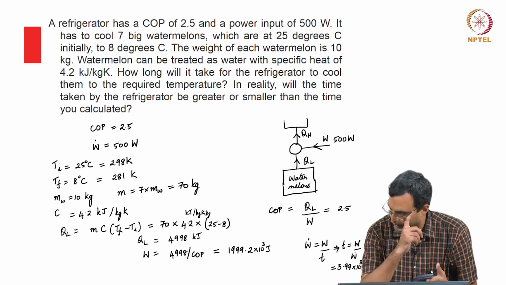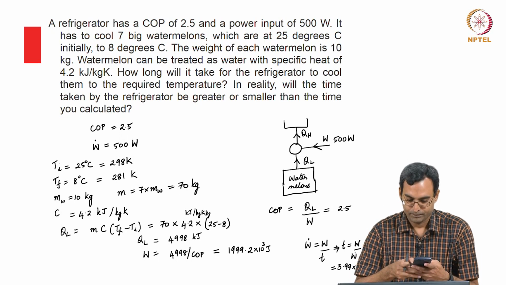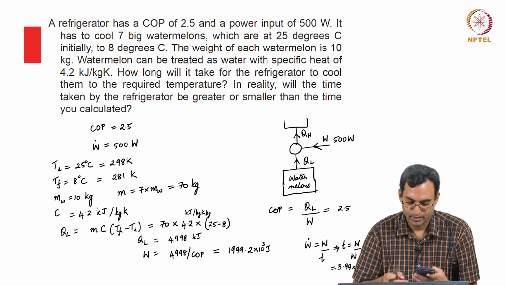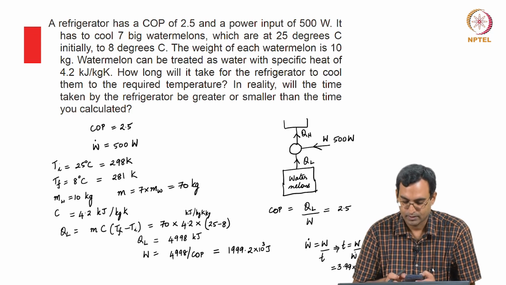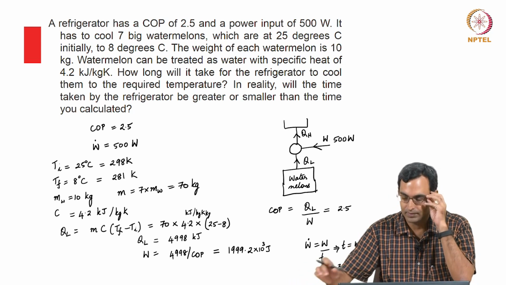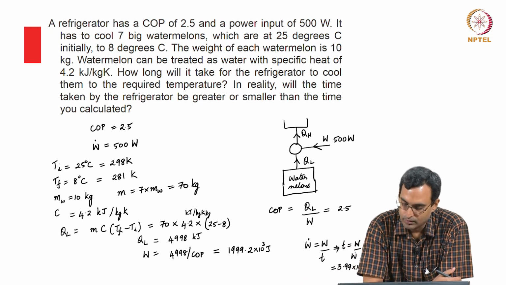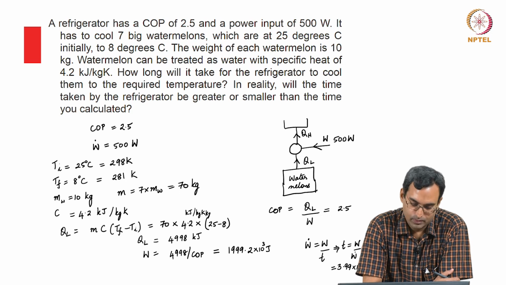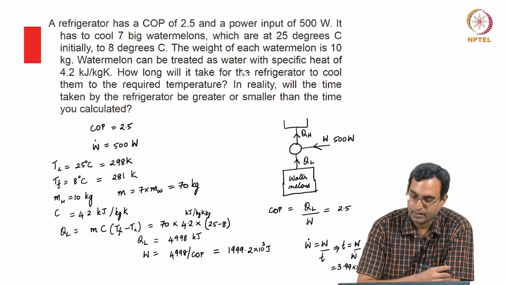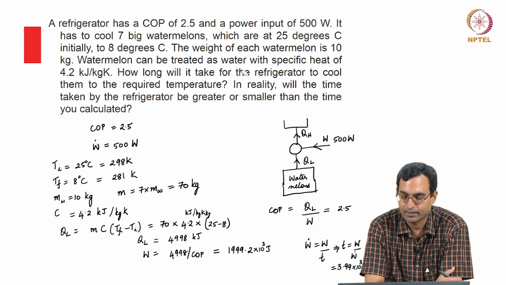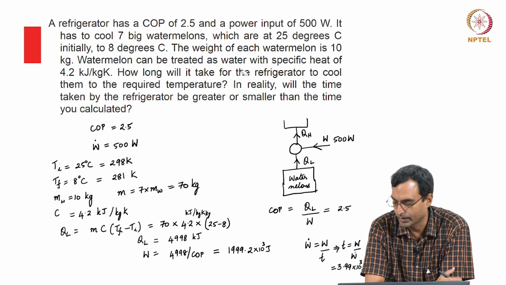So I can also divide it by 3600 and I get the time as about 1.1 hours, which is the time I need to cool this. So that's the first part of the question. Second part is, in reality, will the time taken by the refrigerator be greater or smaller than the time you calculated?